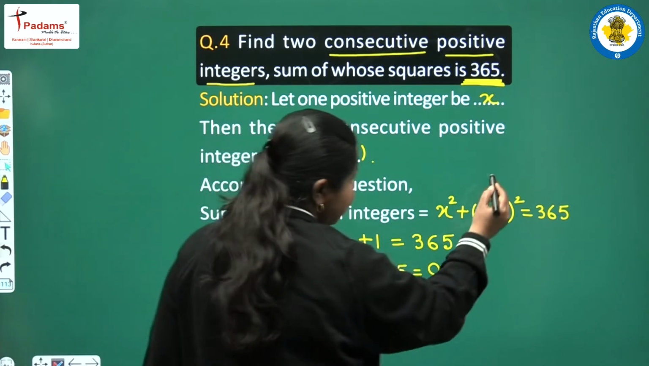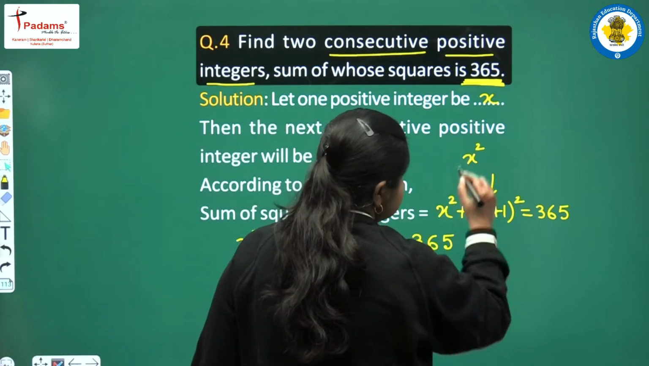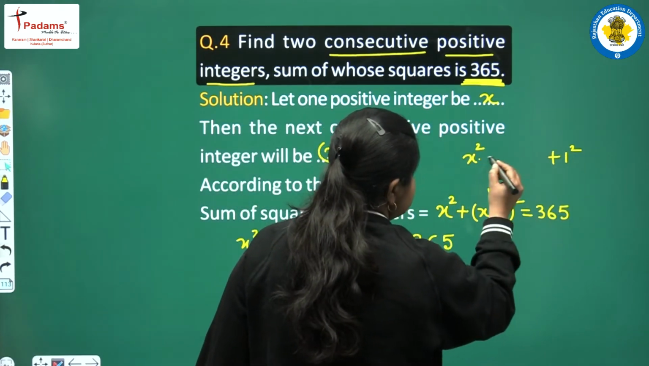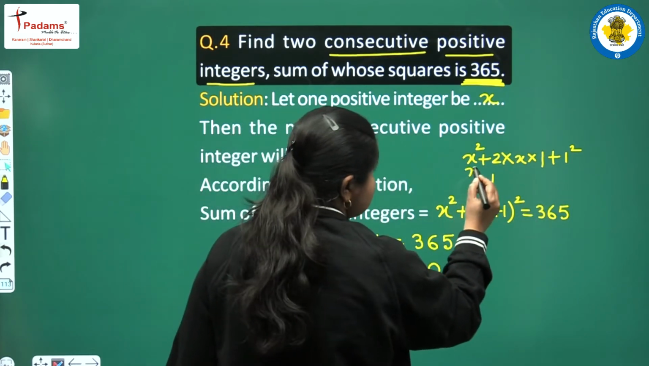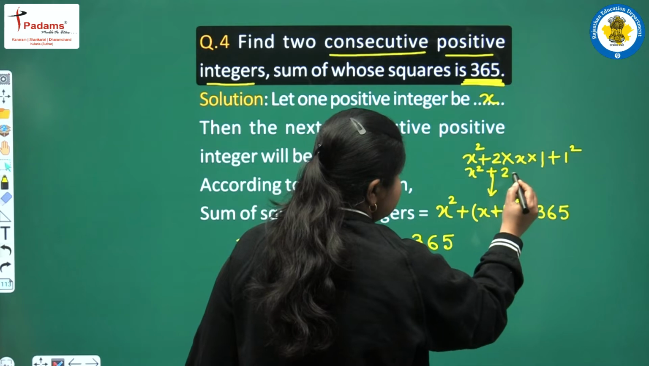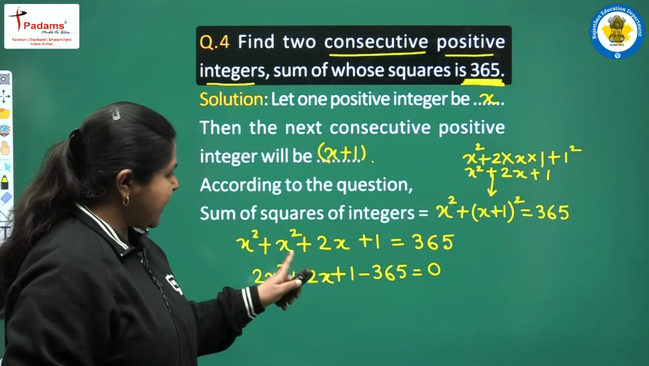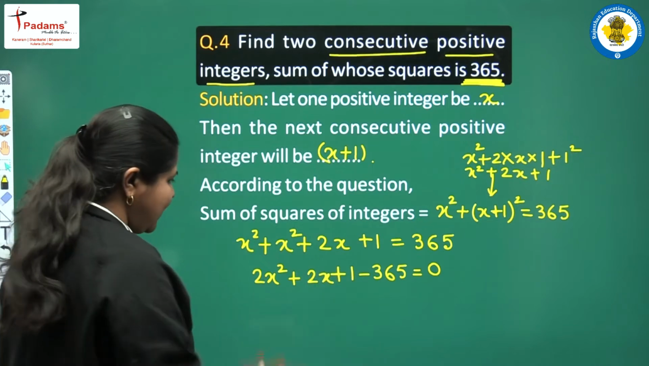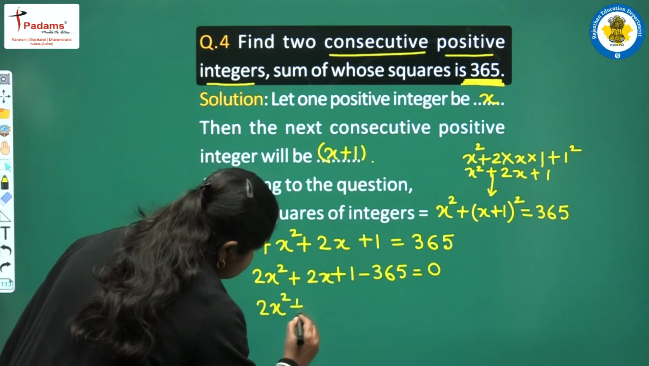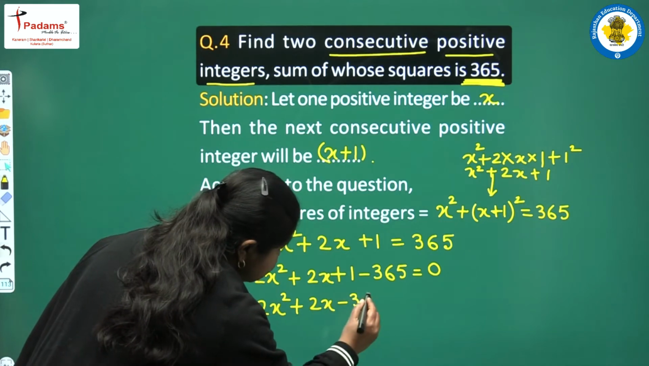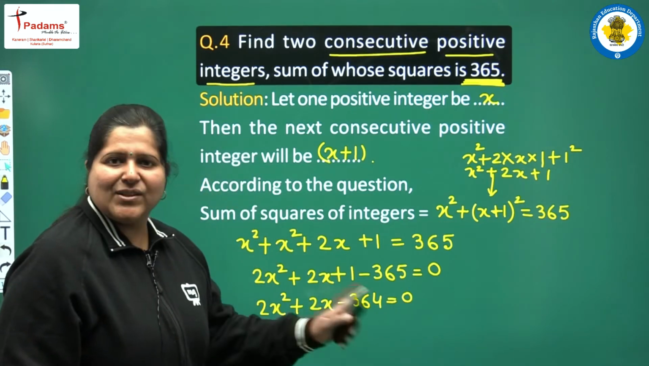हमने इसको खोल दिया है. अगर आप नहीं रिलेट कर पा रहे हैं तो एक बार यहाँ भी कर दें. फर्स्ट नंबर स्क्वायर, सेकंड नंबर स्क्वायर एंड इन बिटवीन मल्टीप्लाई बोथ ऑफ देम बाय 2. तो ये हो गया x स्क्वायर, दिस इज 2 1s are 2, सो 2x एंड 1 स्क्वायर इज 1. तो इसी को डायरेक्टली हमने यहाँ लिखा है, देखिए x स्क्वायर प्लस 2x प्लस 1. ओके, अब यहाँ से हमें एक क्वाड्रेटिक इक्वेशन मिल रही है, 2x स्क्वायर प्लस 2x माइनस 364 इक्वल टू 0. 1 माइनस 365 इज माइनस 364.